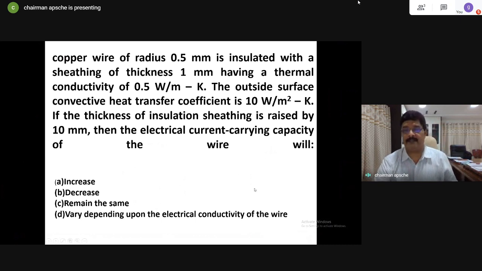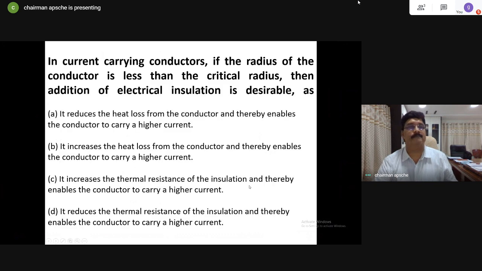Copper, okay, this one. In the current carrying conductors, if the radius of the conductor is less than the critical radius, then addition of electric insulation is desirable. Okay, ఇప్పుడు ఏమంటాడు, కరెంట్ క్యారింగ్ కండక్టర్ ఉంది, రేడియస్ ఆఫ్ ద కండక్టర్ అంటే ది అవుటర్ రేడియస్ ఆఫ్ ద కండక్టర్ ఈజ్ లెస్ దాన్ క్రిటికల్ రేడియస్ అయినప్పుడు.